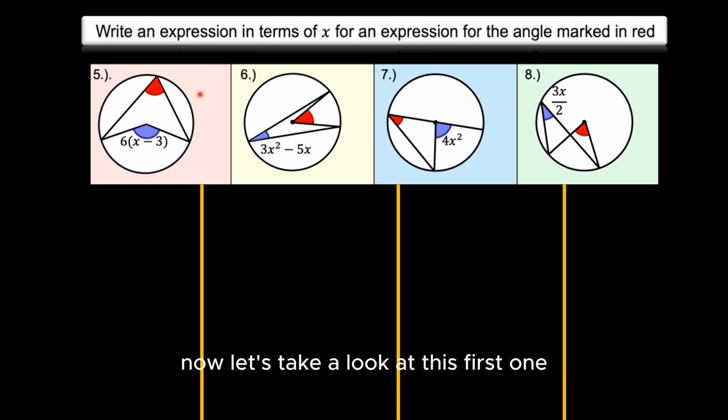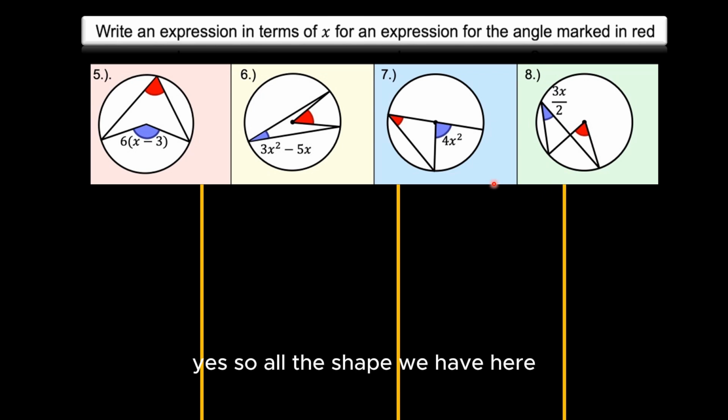Now let's take a look at this first one. Angle formed at the circumference, yes. Angle formed at the center, yes. Let's take a look at this. Angle formed at the circumference, yes. Angle formed at the center, yes. Let's take a look at this. Angle formed at the circumference, yes. Angle formed at the center of the circle, yes. Now let's take a look at this. Angle formed at the circumference, yes. Angle formed at the center, yes.